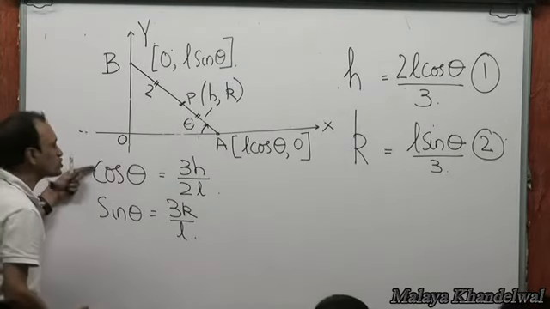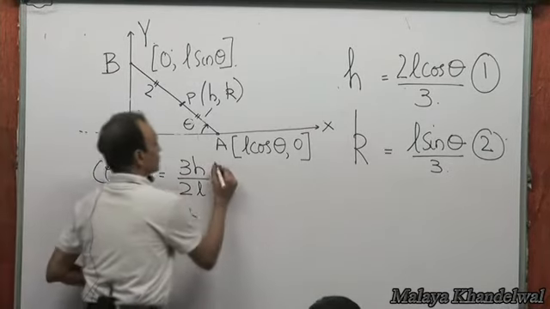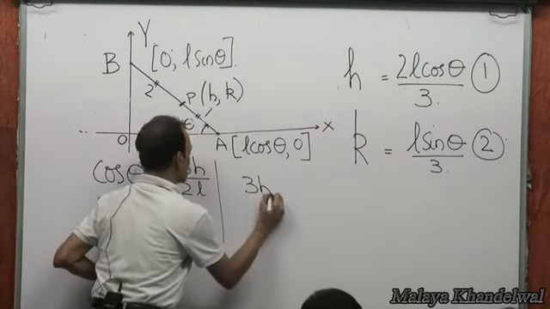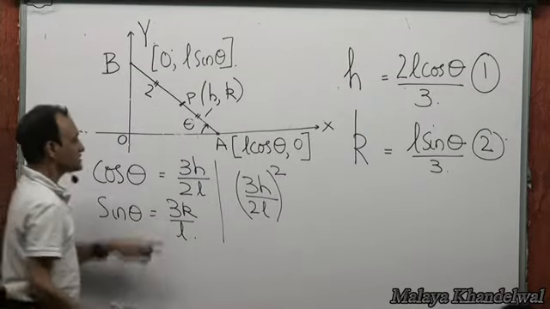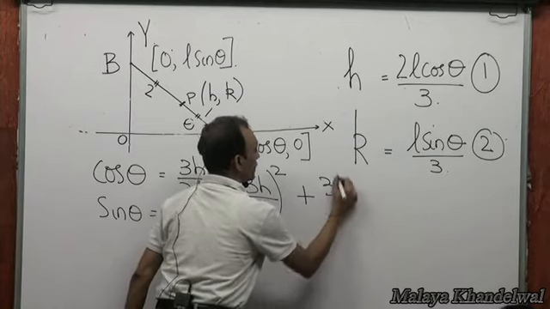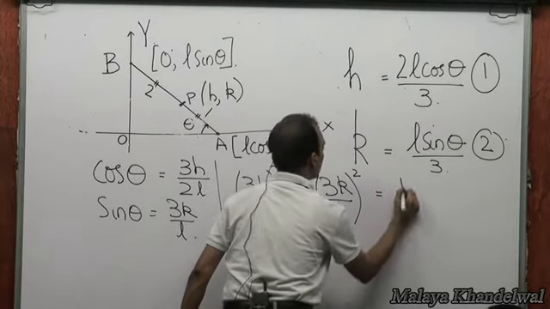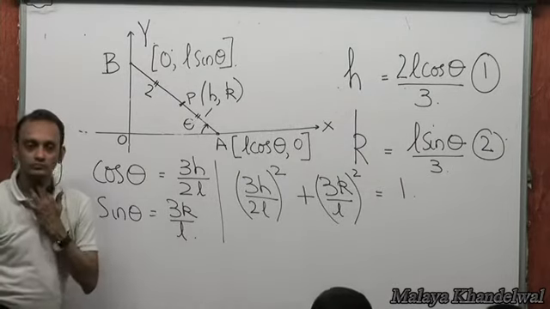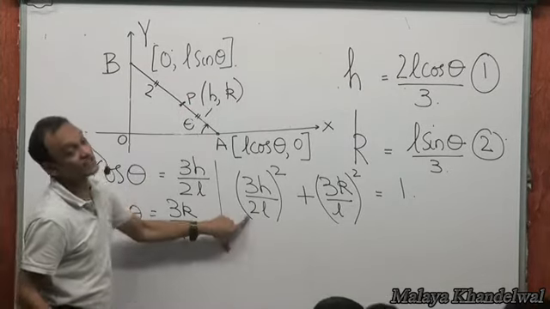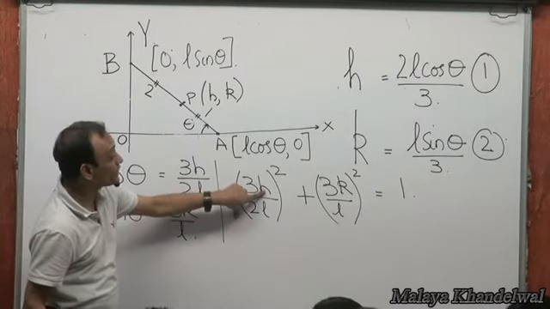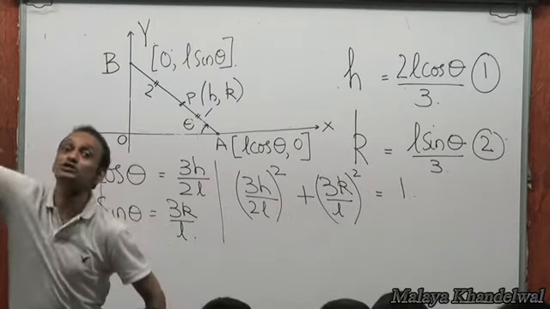So square and add. Cos square theta plus sin square theta is 1. That means this square plus this square must be 1. Therefore, (3h by 2L) whole square plus (3k by L) whole square is equal to 1. Yes or no? Now, no matter where P is, this condition will always be true between the x coordinate h of the point P and the y coordinate k of the point P. This will be true for all thetas, meaning all positions of P.